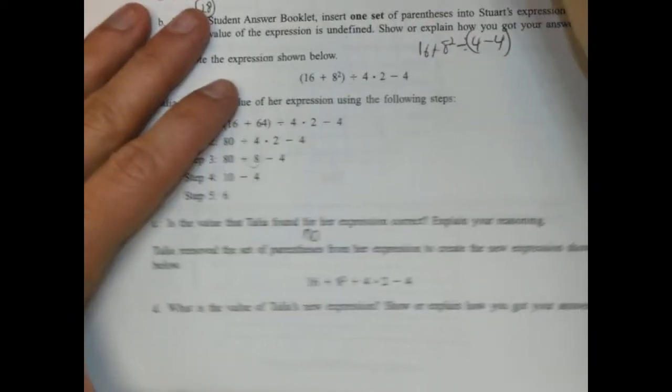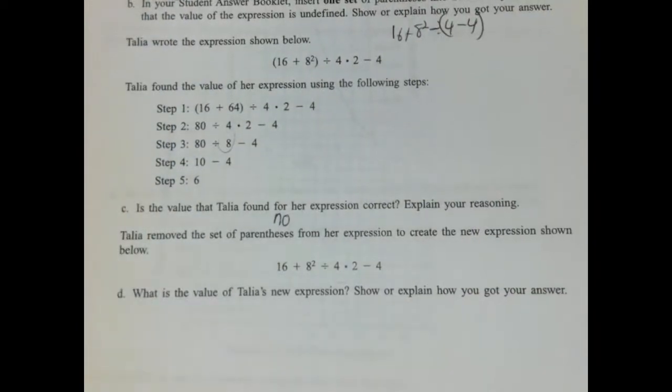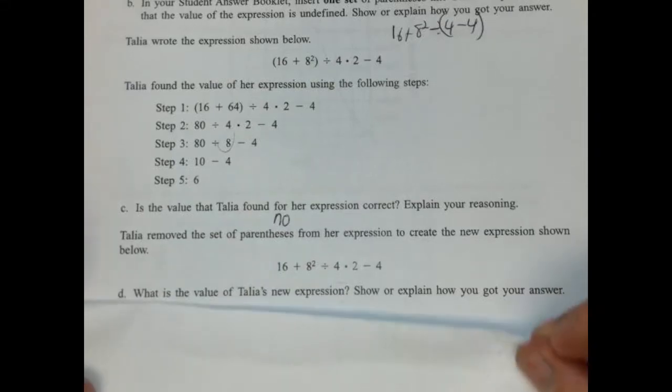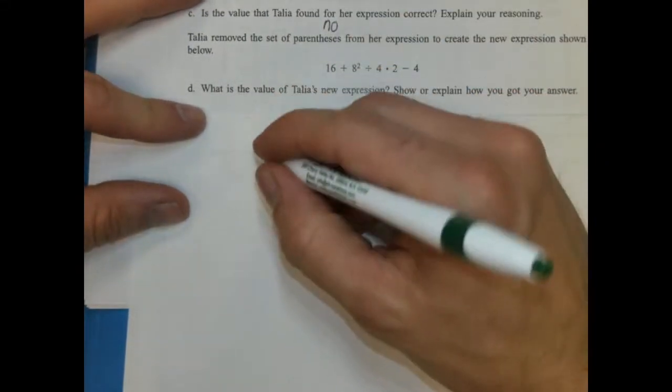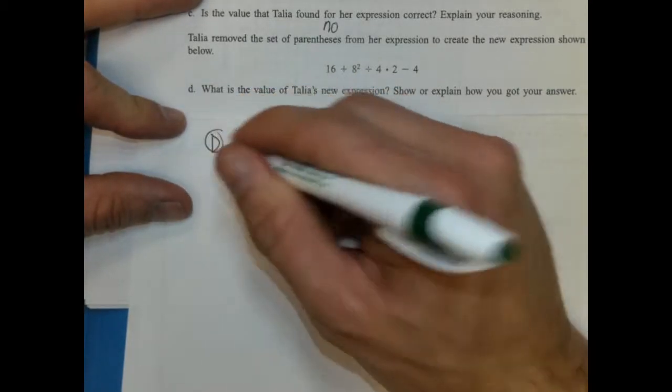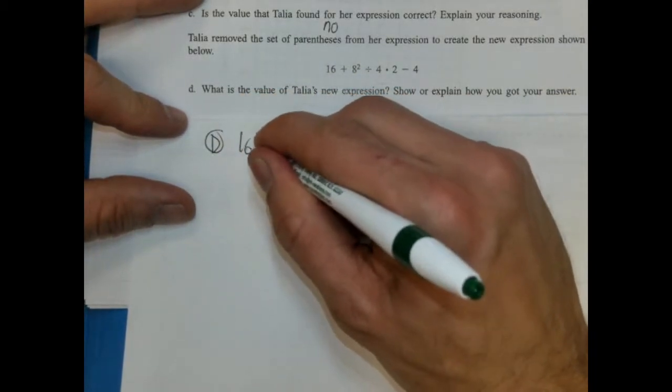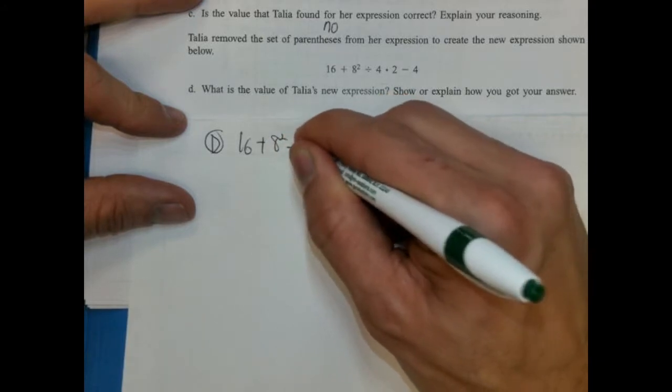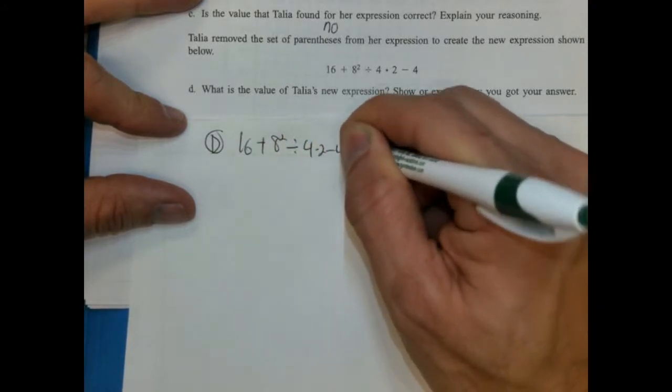Okay, last part. Talia removed a set of parentheses from her expression to create a new expression, shown below. What is the value of the new expression? So we're just going to solve this one. Okay. So I'm going to rewrite this. So part D. We have 16 plus 8 squared divided by 4 times 2 minus 4.